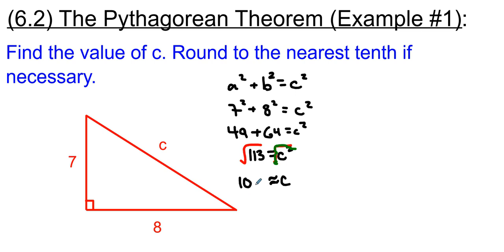Approximately 10.6. Now there are no units given to us on this one, so I'm going to say that c is approximately 10.6 units, because ultimately I am finding a side length, the distance of the side length, so I'm giving it the units. So approximately 10.6 units.